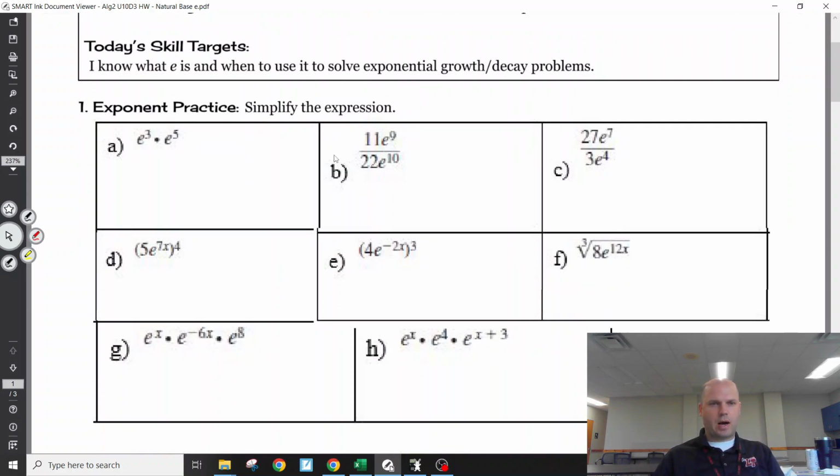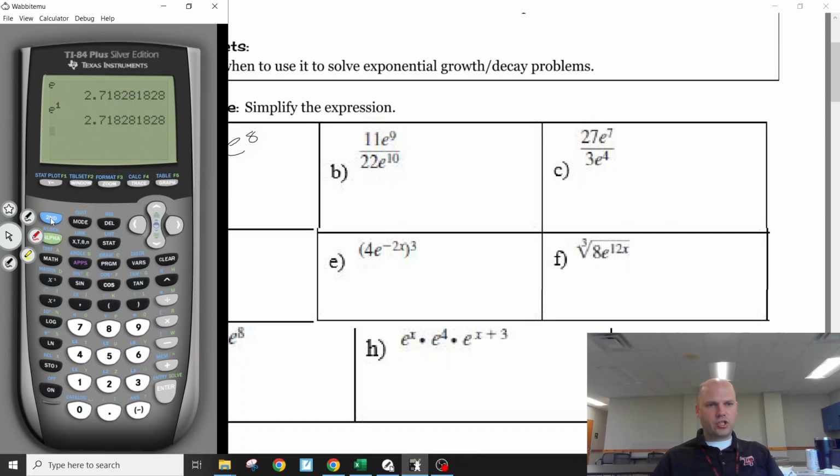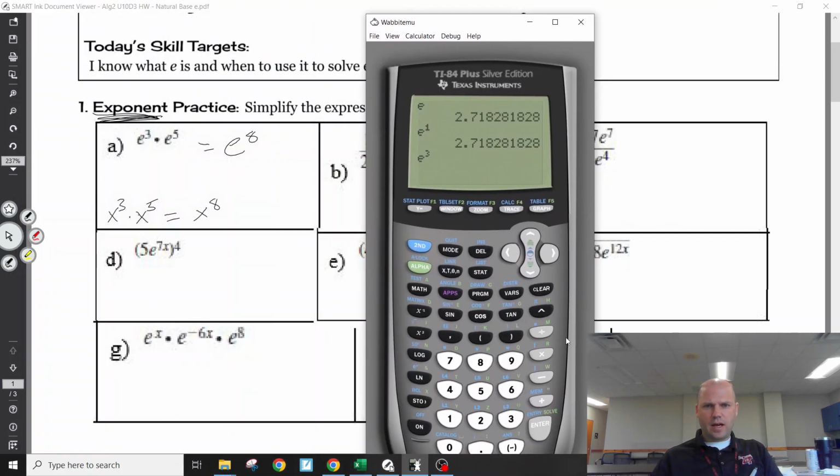We'll start with these problems that really just help you practice your exponents and realize that e is just a number, and the exponent rules that we've used before will apply to e. What's great about e is that since it is a number, you can check e cubed times, it's going to be a big number, but it's fine, times e to the fifth, and I'm going to get e to the eighth. So that's one benefit of having a number to a power instead of x, you can check this, okay?